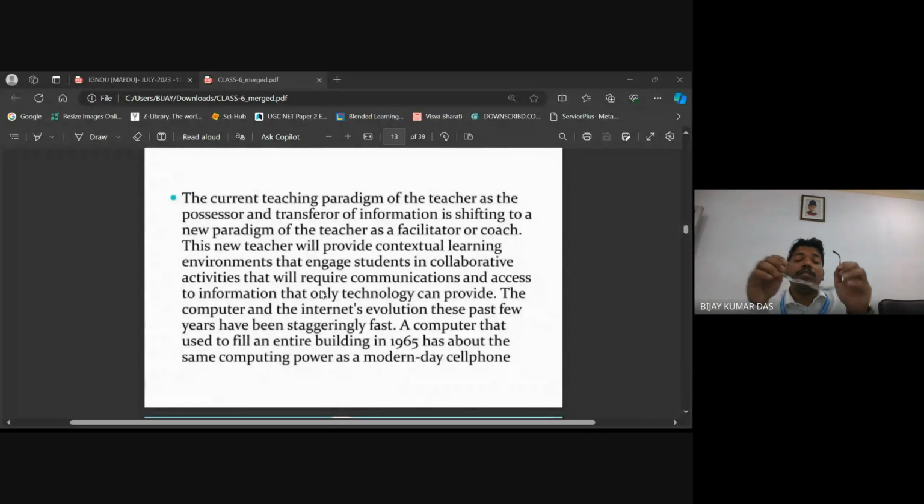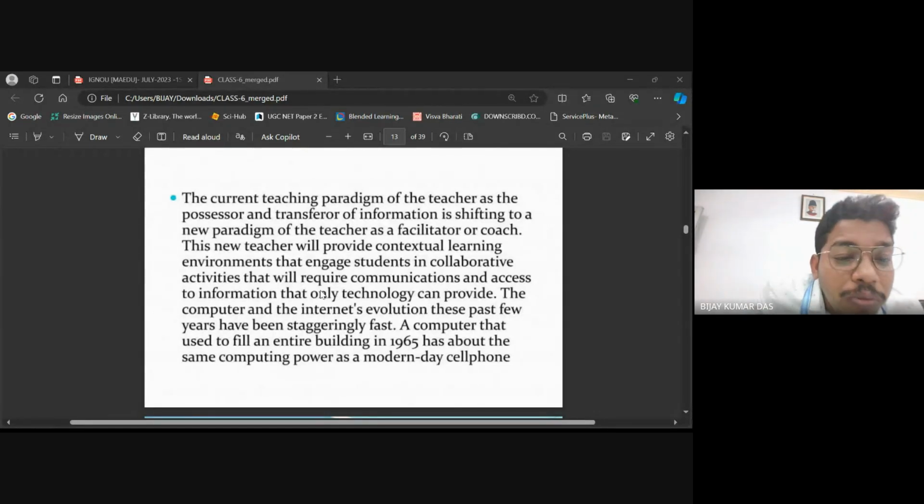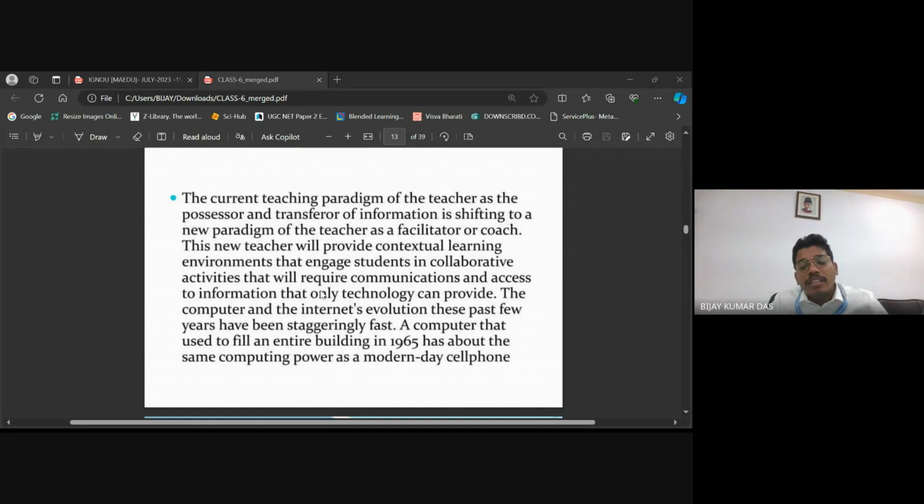Now the concept of the teacher as a facilitator or coach is a kind of friend, right? So this new teacher will provide a contextual learning environment that will engage students in collaborative activities, and it will require communication and access to information that only technology can provide. In so many things we will not be able to reach all when there is a larger number of students.